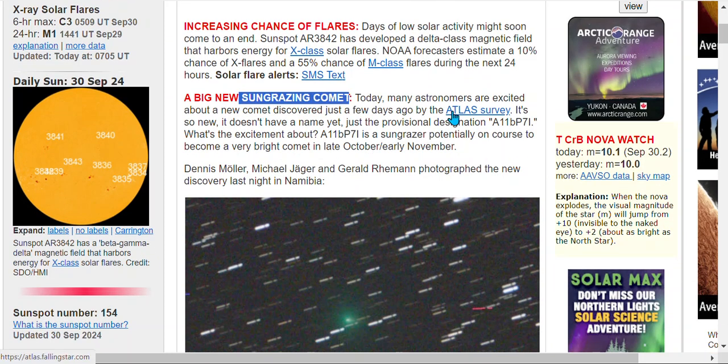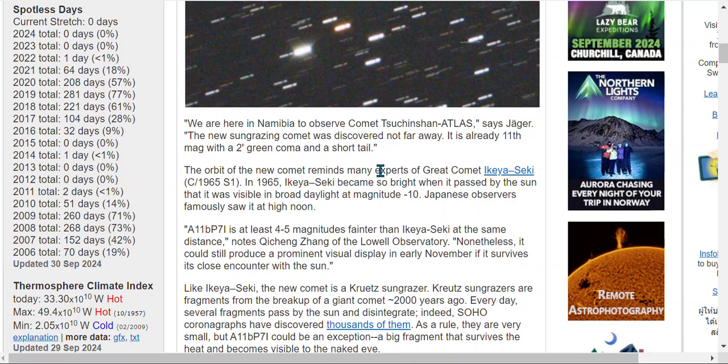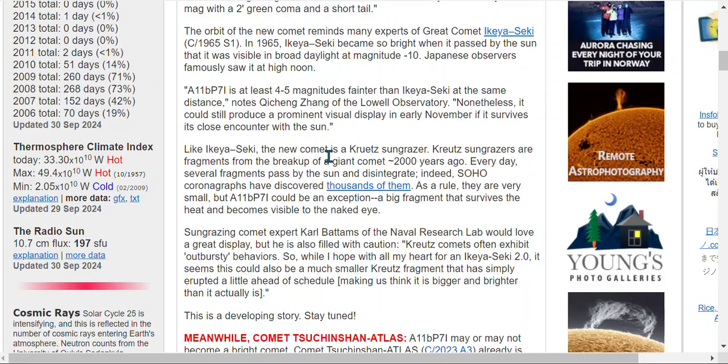a new comet. Okay, Atlas discovered it a few days ago, and they still haven't given it a name. It'll have a name by today, probably. And Michael and Jared photographed it, a new one, and it talks about a Sungrazer comet discovered not far away. It's already 11 magnitude, green in color, short tail. I'm just glancing, folks. Oh, this is the same one from the Great Comet 2,000 years ago that broke apart, and they gave it this name here, what, Kirch's Sungrazers?